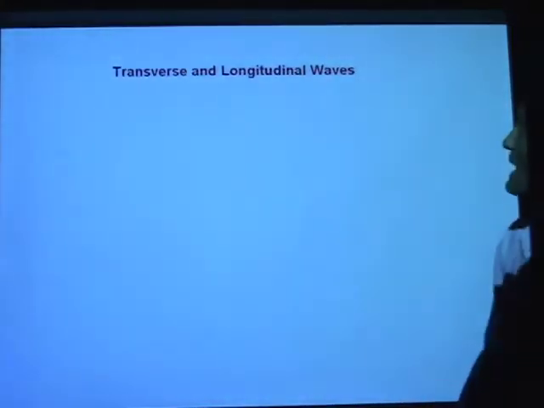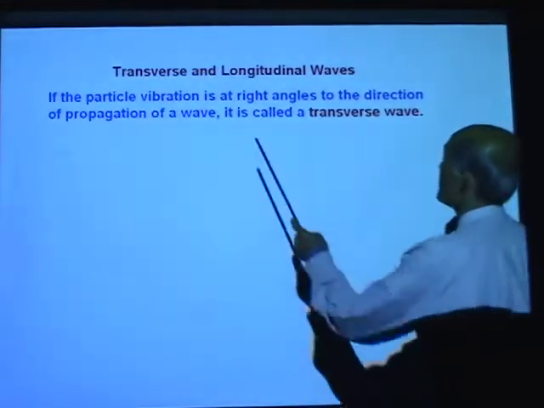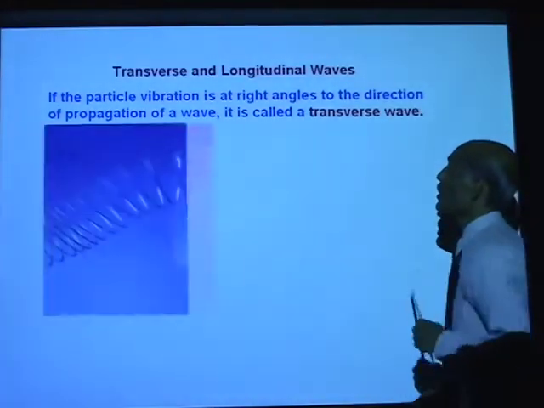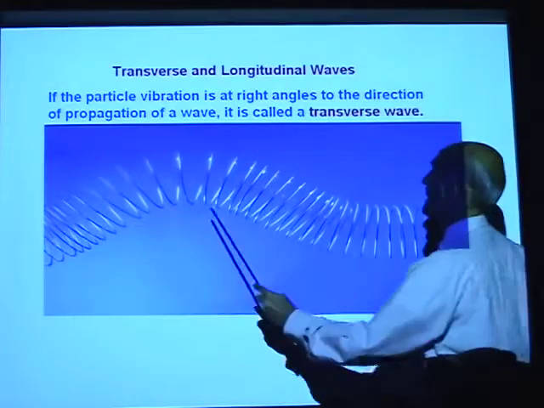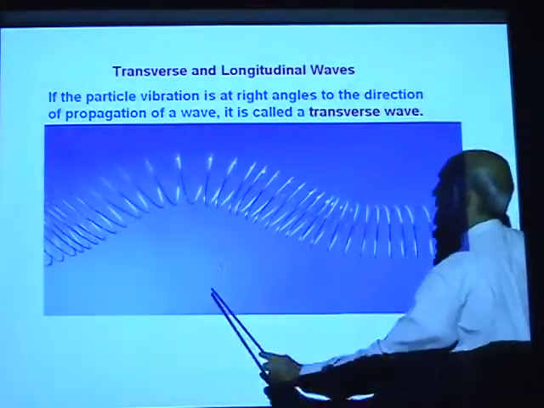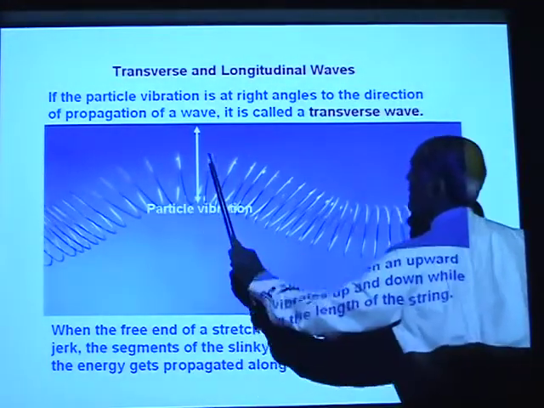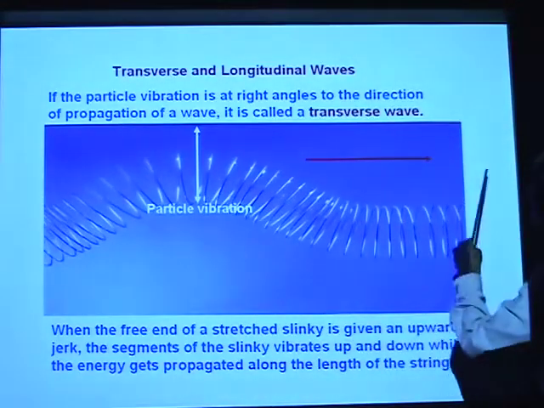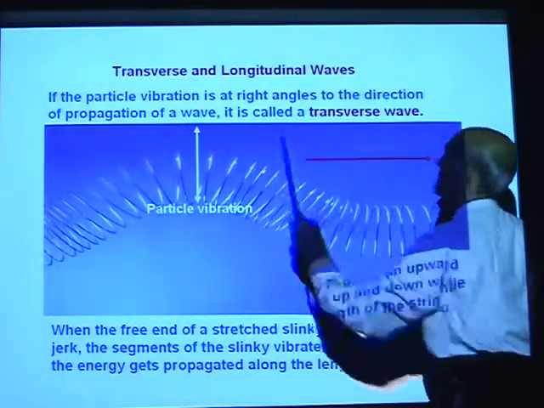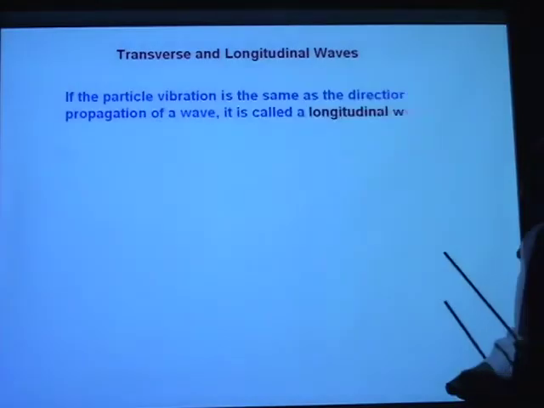Well, I'm going to write them down for you. If the particle vibration is at right angles to the direction of propagation of a wave, it is called a transverse wave. For example, if the segments vibrate up and down, you can see the vibration of the segments is up and down, and the energy transfer is at right angles. That is a transverse wave.